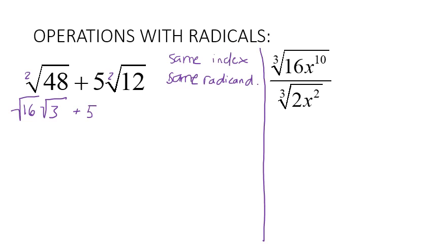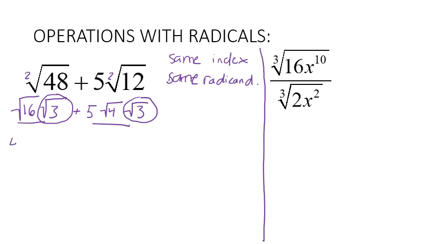Let's simplify the square root of 12. It's not a perfect square, but it has a perfect square factor of 4. The good part is 4 times 3 is 12. Both of these terms, here and here, have a square root of 3. That's going to help us. Okay, we're going to be able to add these together.